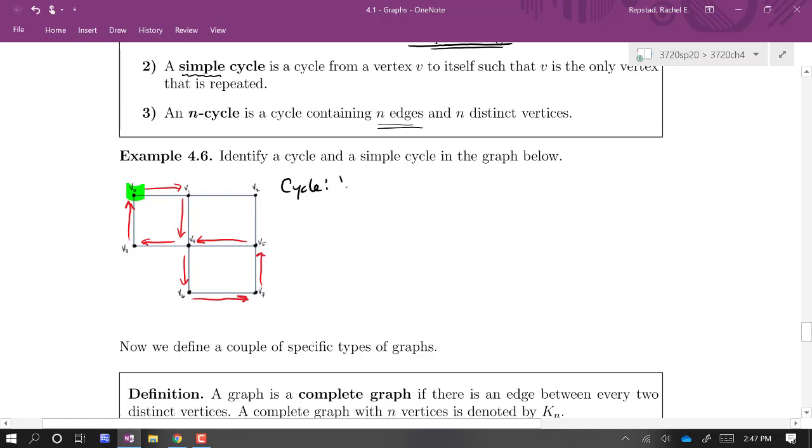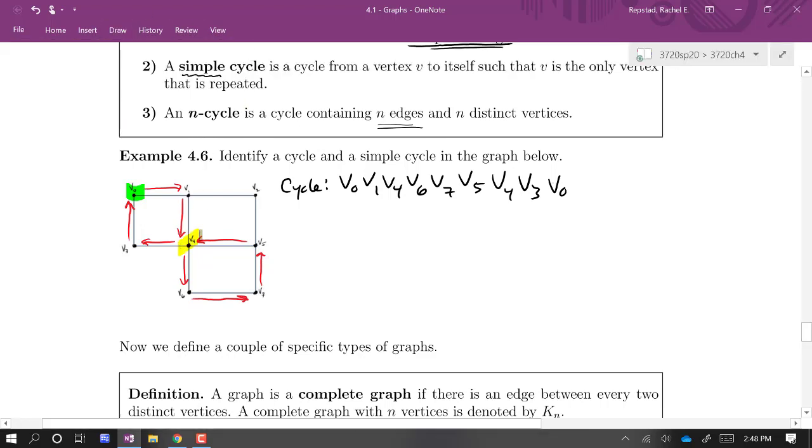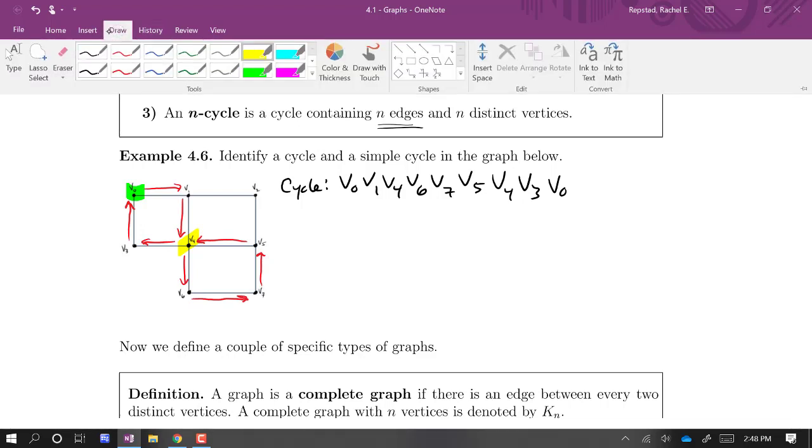Let me just write it out. V0, V1, V4, V6, V7, V5, V4, V3, V0. Okay, so that's a cycle. It is not a simple cycle, though, because we have repeated a vertex, namely, we've repeated the vertex V4.